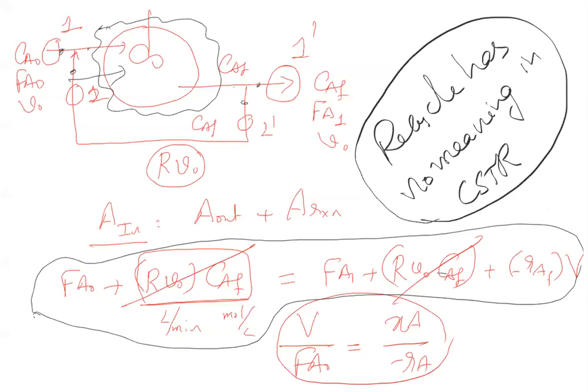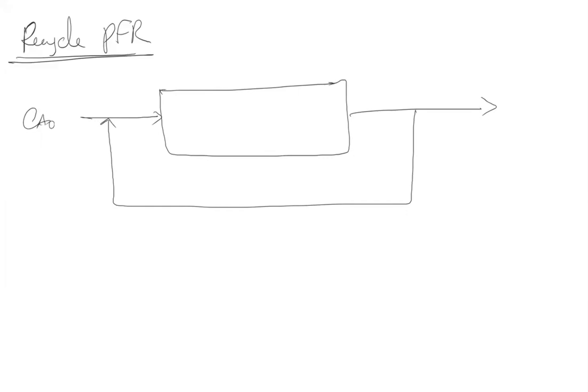Suppose you do recycle for a PFR, does it have any sense? Recycle PFR. Take a PFR something like this, and I am doing, let's say, recycle. CA naught, FA naught, V naught, CAF, FA1, VF. What comes out here is R plus 1 into VF. R into VF is going this side.